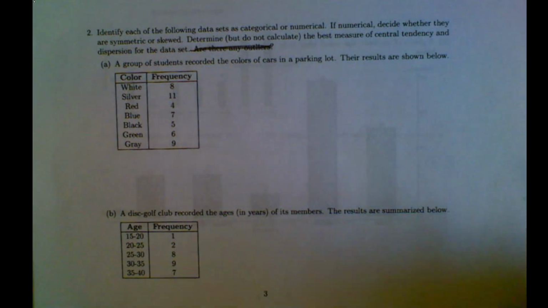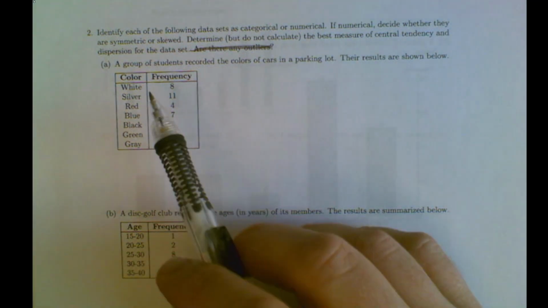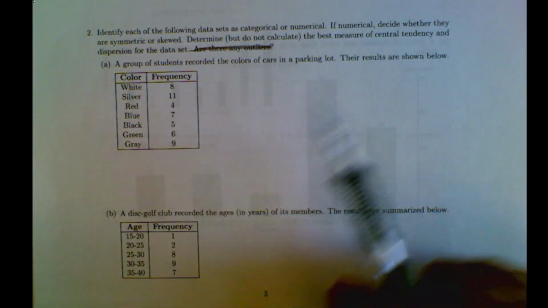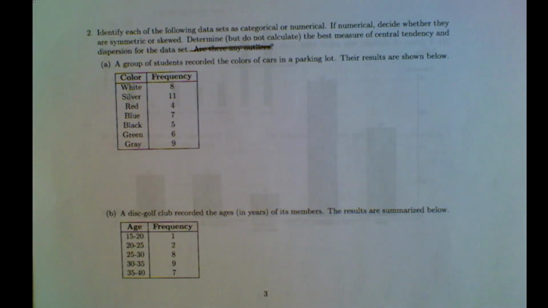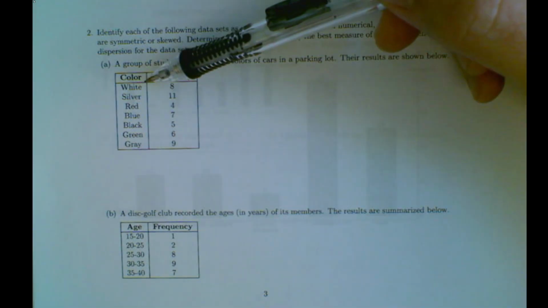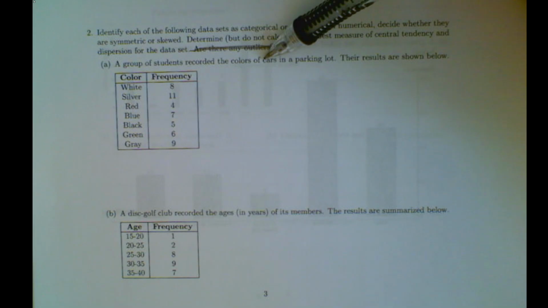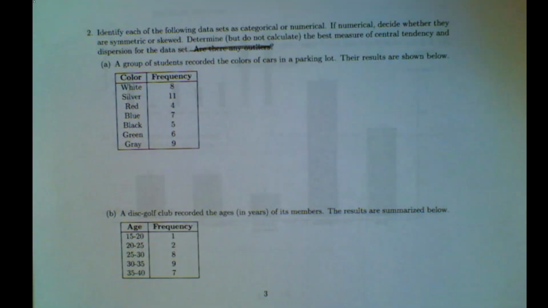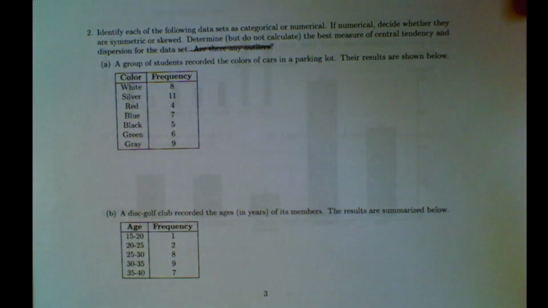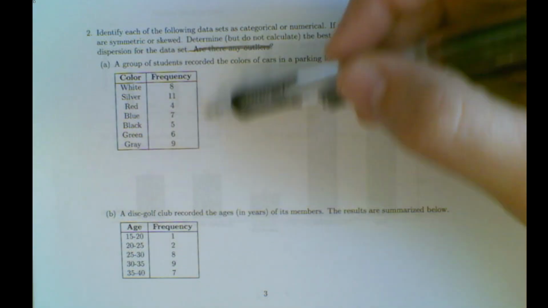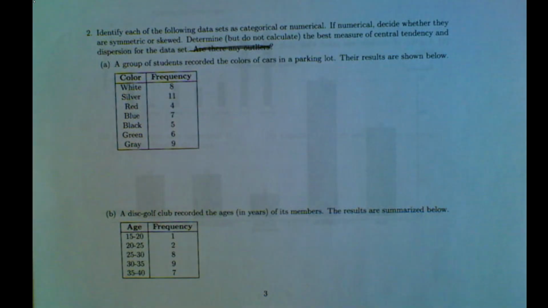So, looking at this first data set, it says a group of students recorded the colors of cars in a parking lot. Their results are shown below. What you'll notice is we don't have the raw data here. If they're recording the colors of cars in a parking lot, then the raw data would have looked like a list of car colors, right? It would have looked like white, silver, white, red, blue, white, silver, green, black, gray, gray, white, right? It would have been this long list of car colors. Somebody has already done some work and summarized this into a frequency table for us.